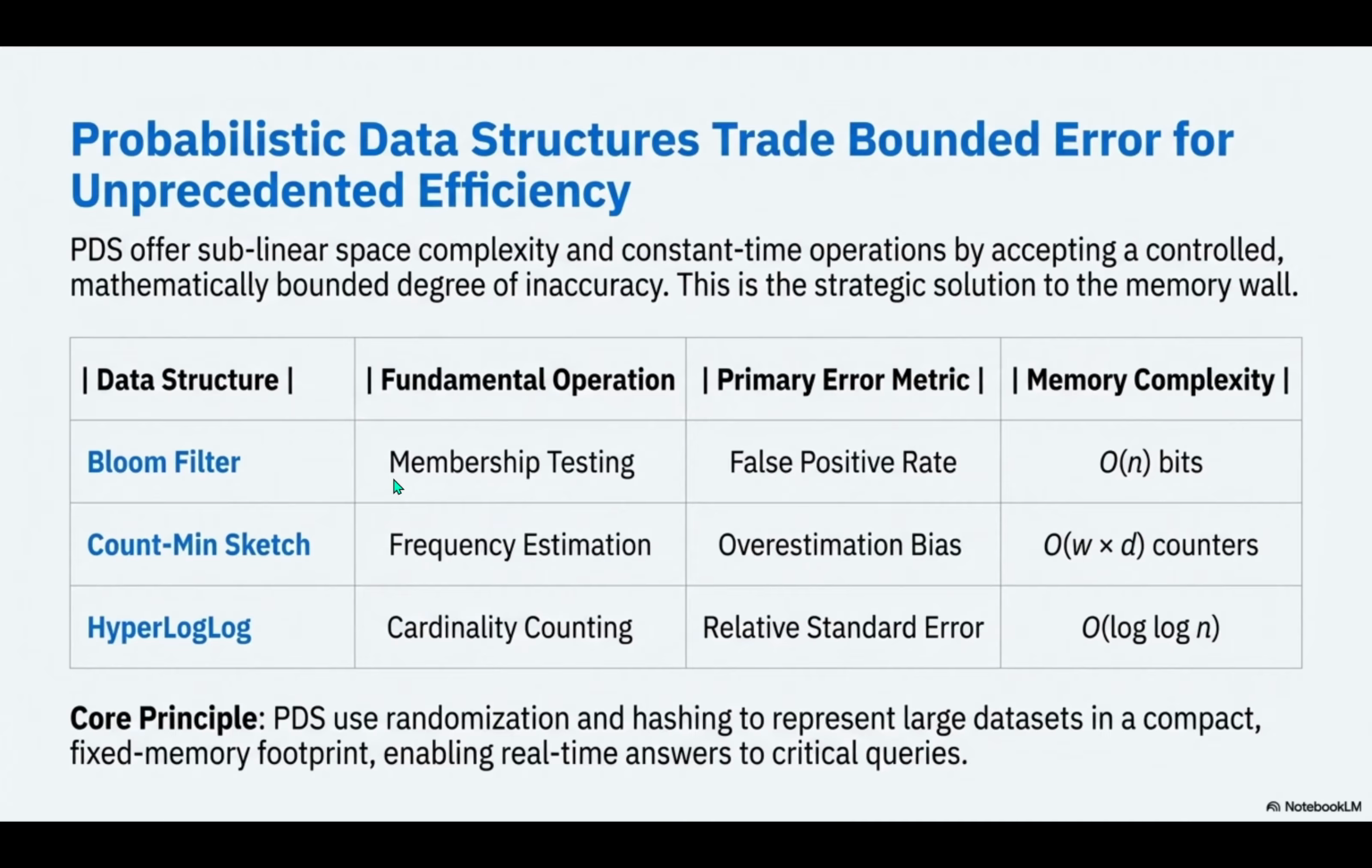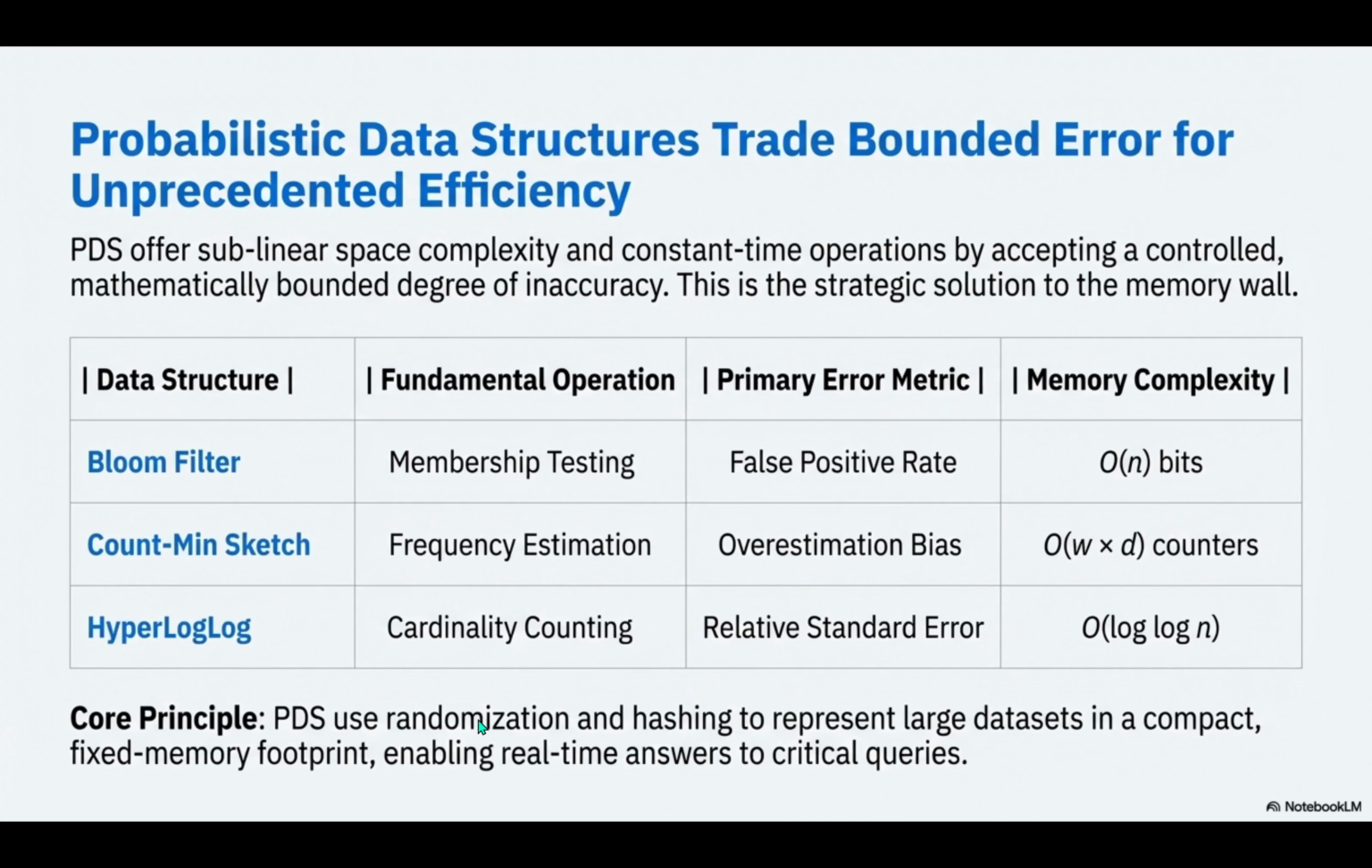So today we're unpacking the three heavy hitters that make this possible. First, we have Bloom filters. They're all about testing set membership. Then Count-Min sketches, which are essential for high-speed frequency estimation. And finally, HyperLogLog. That's the state-of-the-art for scalable cardinality counting. Yeah. The famous count-distinct problem.